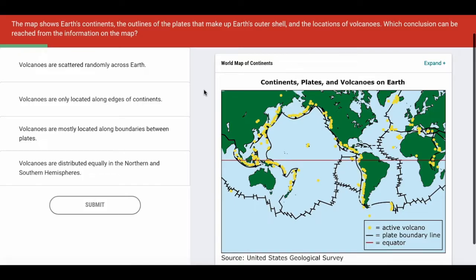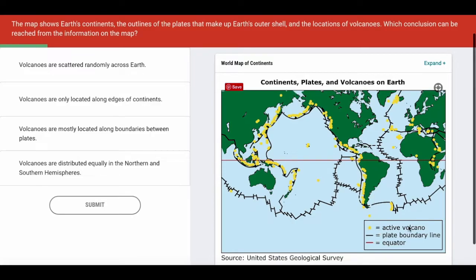Okay, so let's go over this one. It's always important to look closely at the data and information you're given when you're given a map or a chart or a diagram or any picture really on the GED test. Always look at the title of the map. So we see: world map of the continents, plates, and volcanoes on Earth.